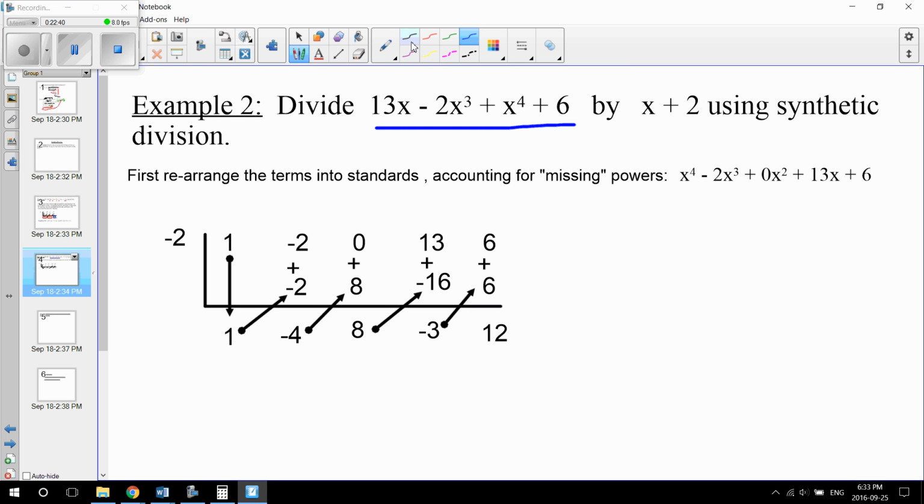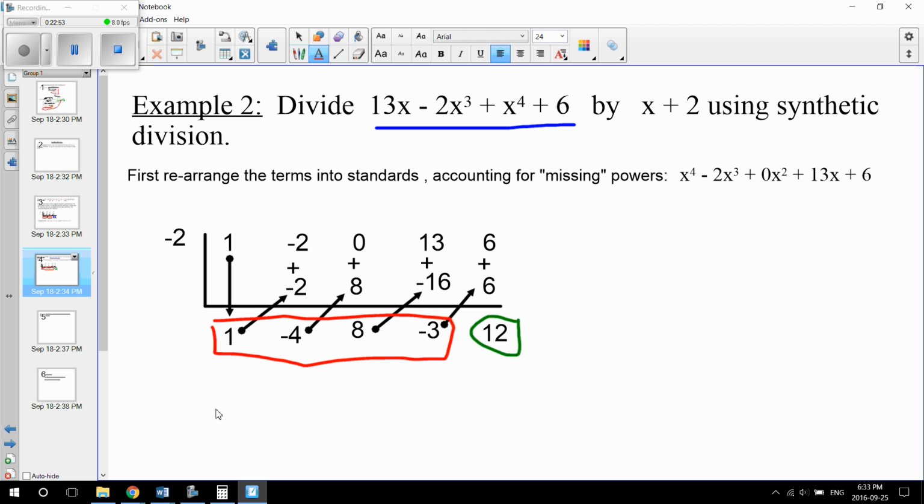Okay, so then again, our final answer is all these numbers here, with our remainder always being the last value. So we know that our answer is x plus 2, the factor that we were dividing by. And then again, you just follow these down. We started with an x to the power of 4, so we know our answer is always going to start off with 1 degree less. So we have 1 here, so it's going to be 1x cubed.